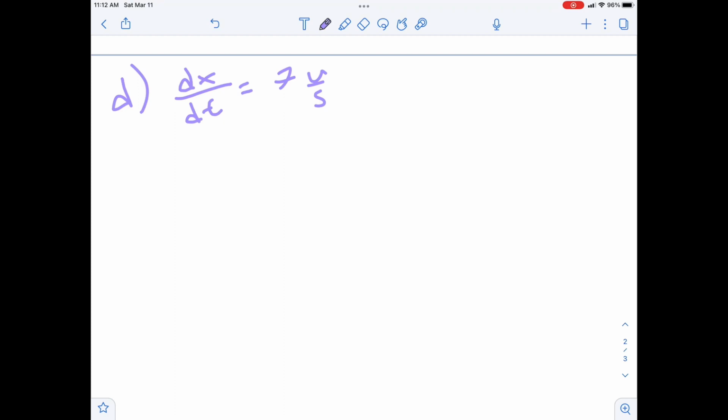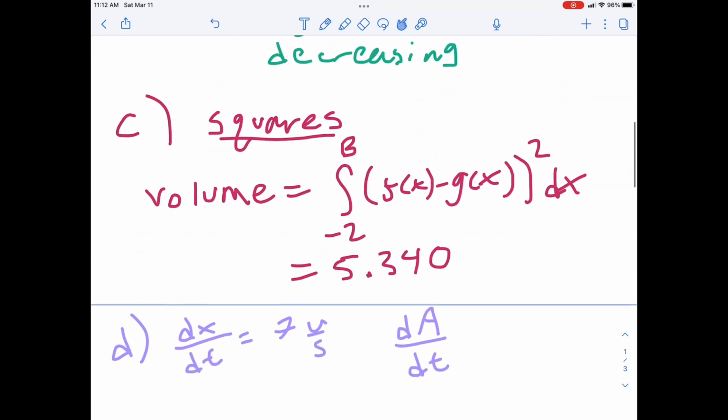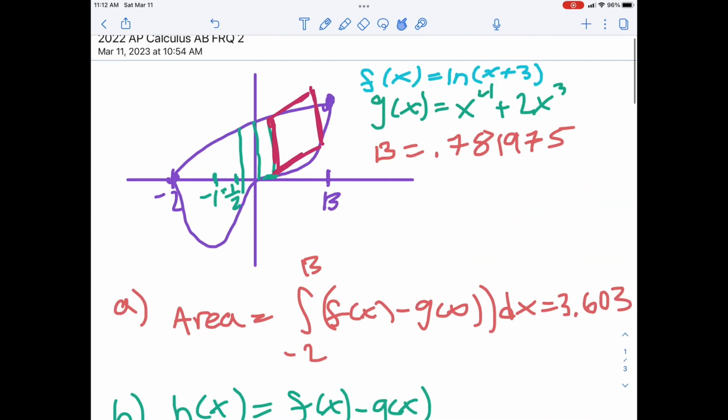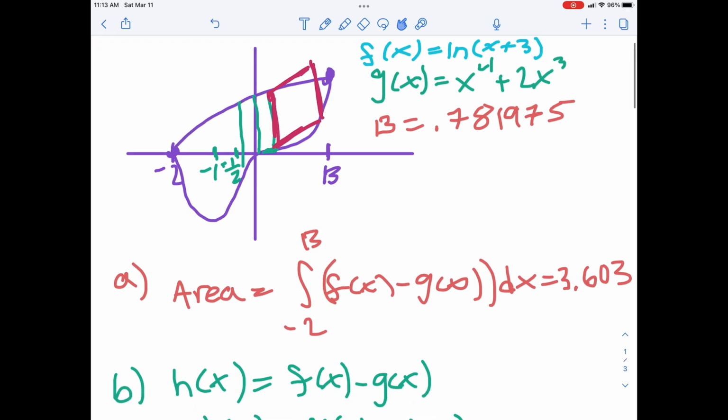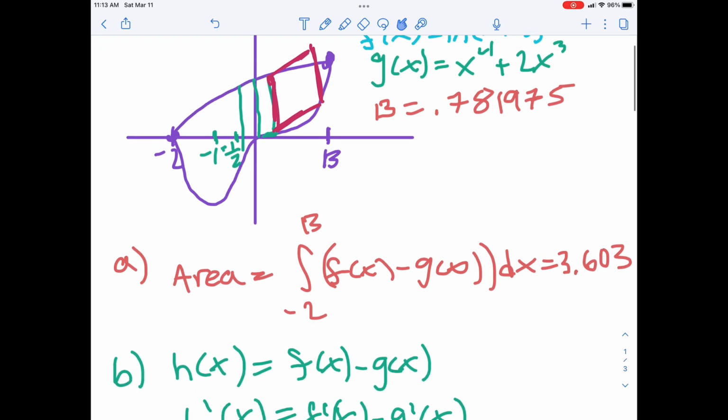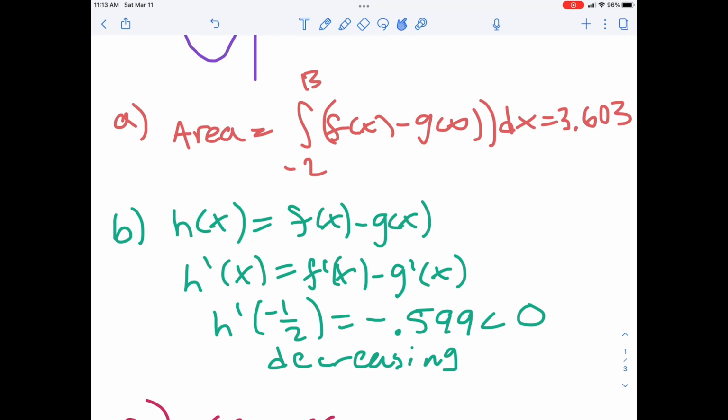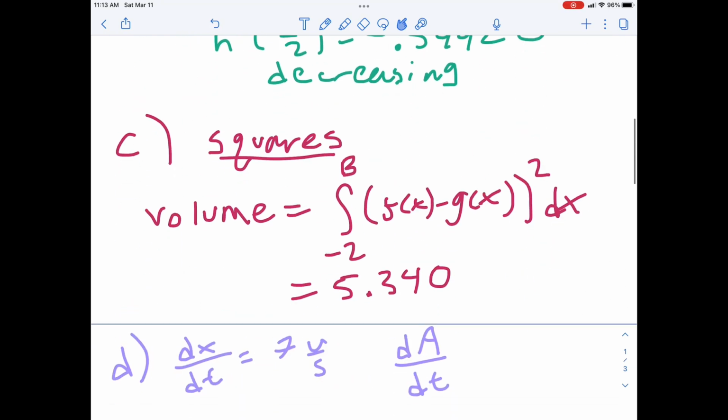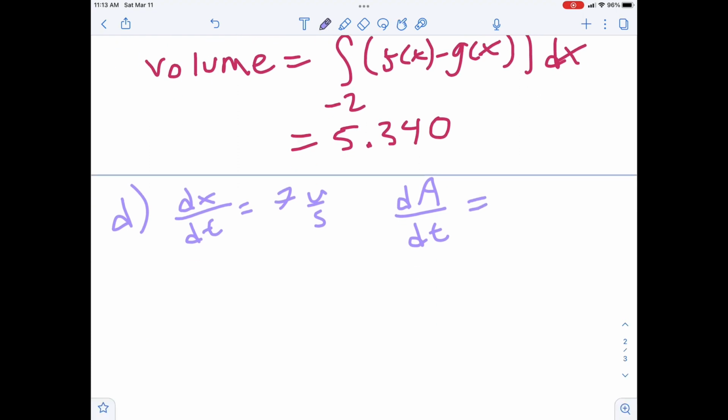Okay, so let's break down what they said. What we're solving for is our change in area with respect to time. Something that's important to note is that I've been doing everything up to this point with respect to x. All my integrals have been dx, and my derivative in part B, I was deriving with respect to x. But now we need to find our change in area with respect to time. And we know that at this point, our x value will equal -1/2.